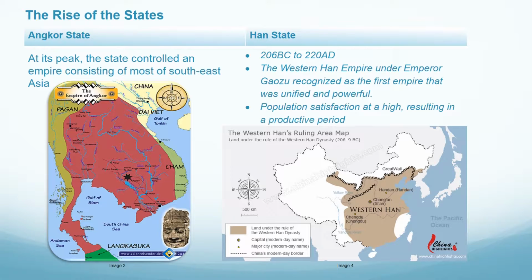At its peak, the Angkor state controlled an empire consisting of most of Southeast Asia, to the west and southwest including much of Thailand and Myanmar, parts of Laos to the north and part of what is now Vietnam to the east. The centre of its power lay in the Angkor Plains area on the northern side of Lake Tonle Sap.